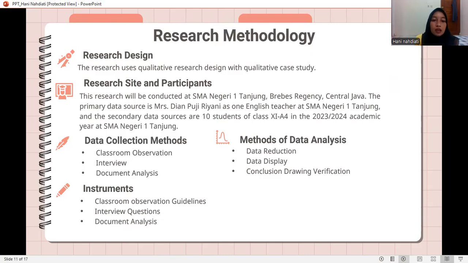In the data collection methods, I use classroom observation, interview, and document analysis. The instruments are classroom observation guidelines, interview questions, and document analysis. And the last, for the method of data analysis, I use data reduction, data display, and conclusion drawing verification.